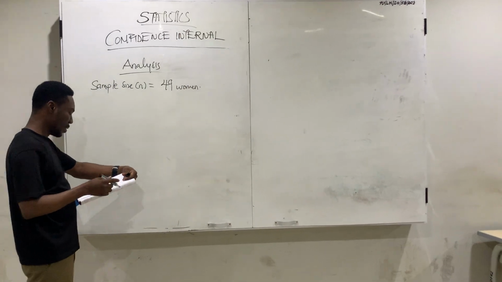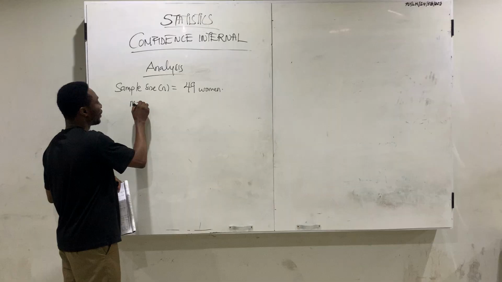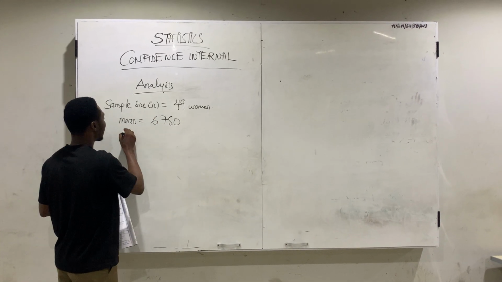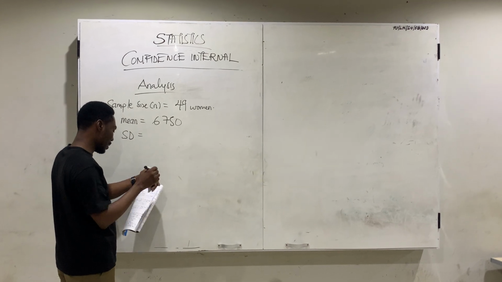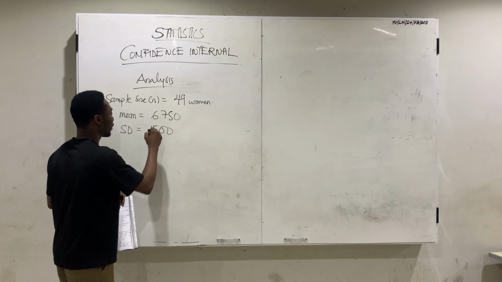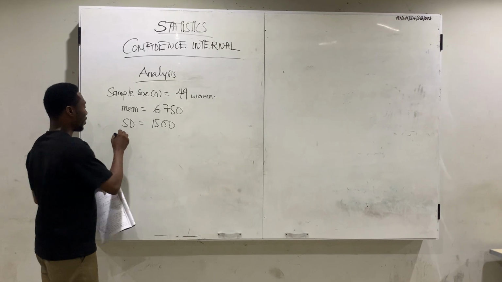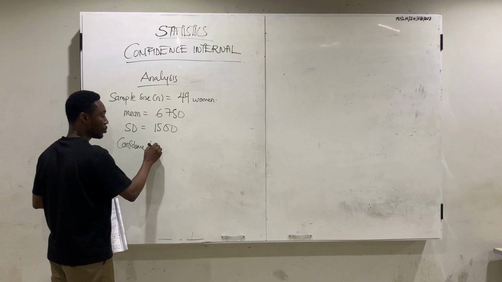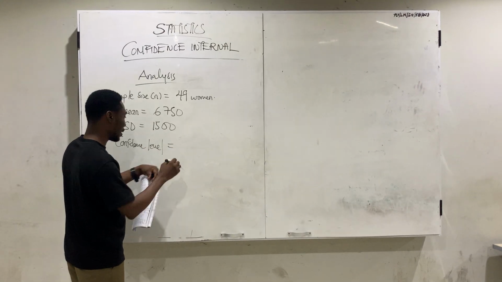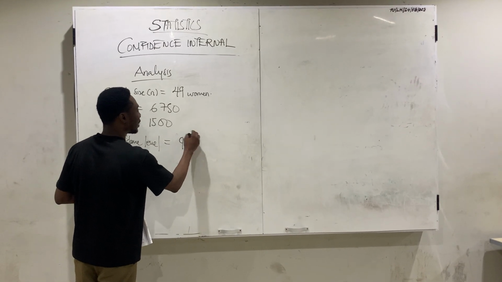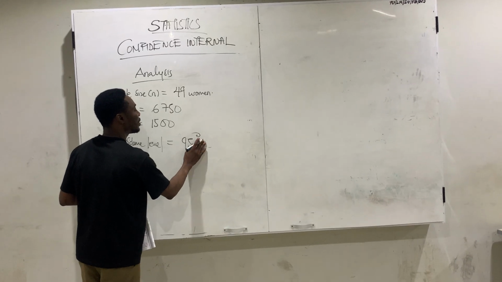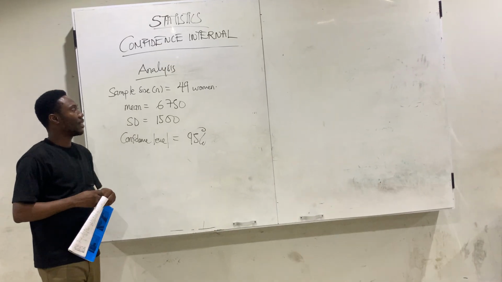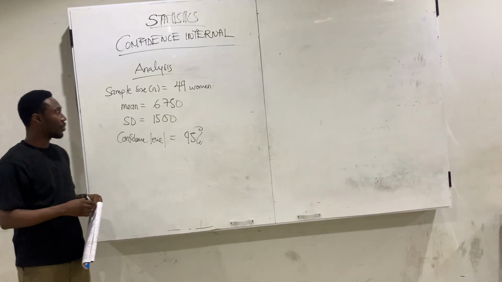Okay, you check the question again. What's the mean? The mean daily step is 6,750. Standard deviation is 1,500. Now, what's the next thing you have in the question? Confidence level. The confidence level is 95%. That has been given in the question. Is that okay? So these are the parameters we have in the question.